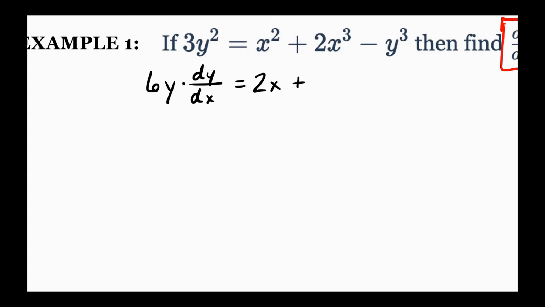Plus the derivative of 2x cubed, 6x squared. Do I need a tag there? No. Okay, move on. Last one. Not y, 3y squared. Do I need a tag there? Yes, I do. Calculus is done. We're done with the calculus. The only thing I have left to do is isolate dy dx. Get dy dx by itself. Okay? Find derivative, get dy dx by itself.